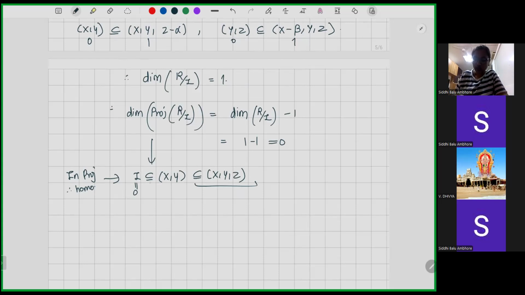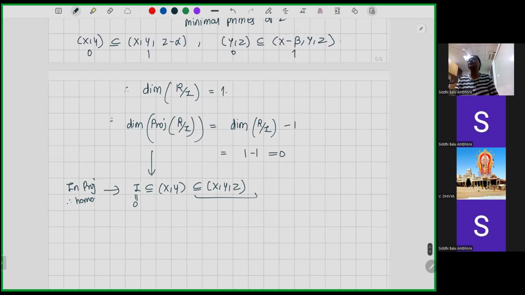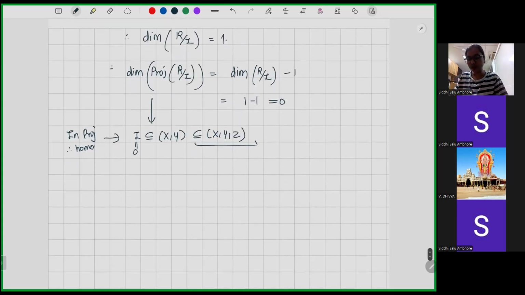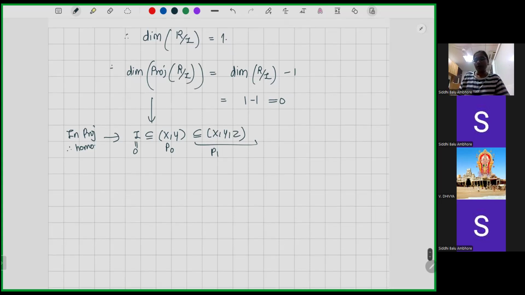So this is 0, and again 0 is not prime. So R mod I is no more an integral domain. So 0 is not a minimal prime ideal. So in fact it's not a prime ideal. So this is my P0, and this was supposed to be my P1. But this we don't consider in Proj.